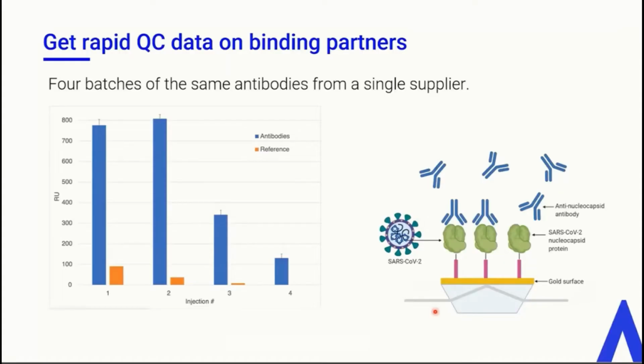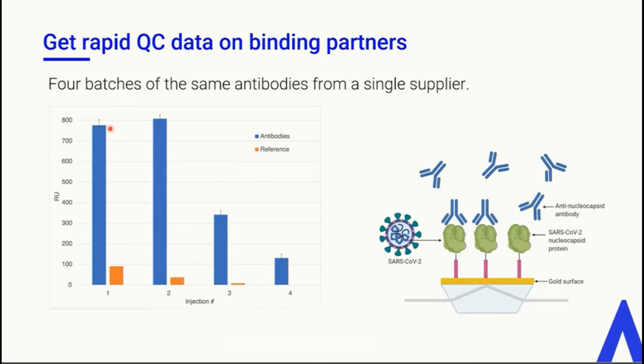One of those cases is quality control. You can get rapid quality control data on binding partners. And so shown here was a type of experiment that was performed where SARS-CoV-2 nucleocapsid protein was immobilized onto the sensor chip and antibodies were flown over. And there were 4 batches of antibodies from a single supplier that were flown over.